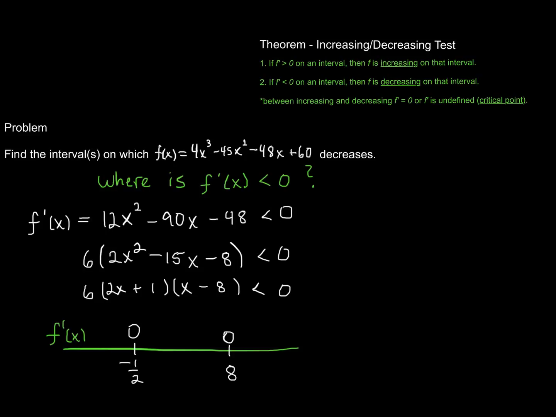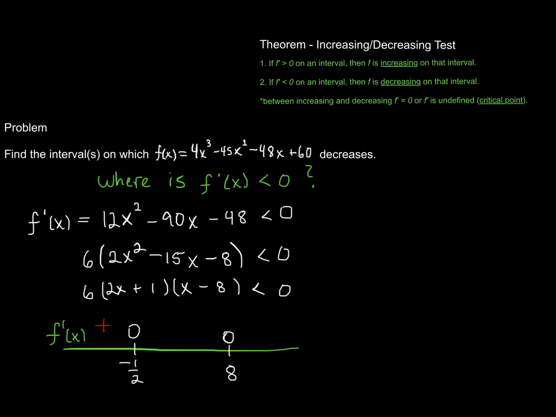So now I just need to determine for each interval, is it going to be positive or negative? So I start with something to the left of -1/2. An easy number to choose would be -1. You plug in -1, you get -2 plus 1, which is a negative. -1 minus 8, which is a negative. Negative times a negative is a positive. And so it will be positive.